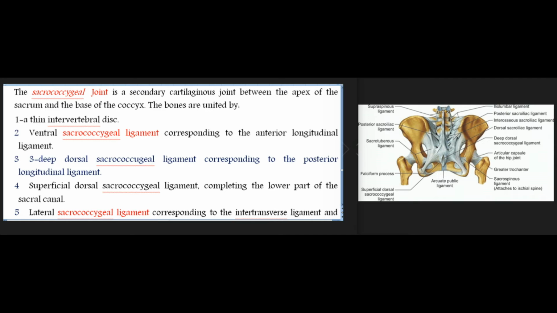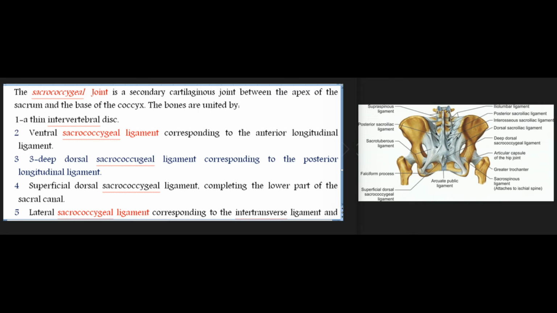Sacrococcygeal and intercoccygeal joints. The sacrococcygeal joint is a secondary cartilaginous joint between the apex of the sacrum and the base of the coccyx. The bones are united by, 1. A thin intervertebral disc. 2. Ventral sacrococcygeal ligament, corresponding to the anterior longitudinal ligament. 3. Deep dorsal sacrococcygeal ligament, corresponding to the posterior longitudinal ligament.